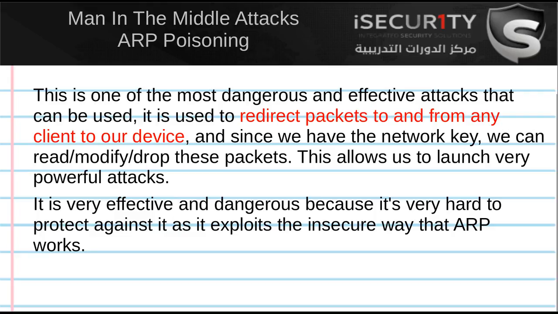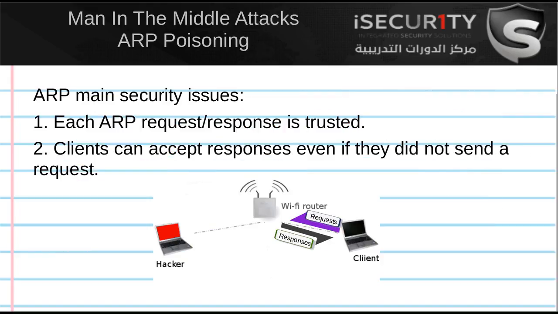this attack. This is due to the way the ARP protocol works. It was programmed in a way that it's very simple and very effective, but it's not secure enough. ARP has two main security issues. The first one is that each ARP request or response is trusted. So whatever my device says to other devices that are in my network will be trusted.